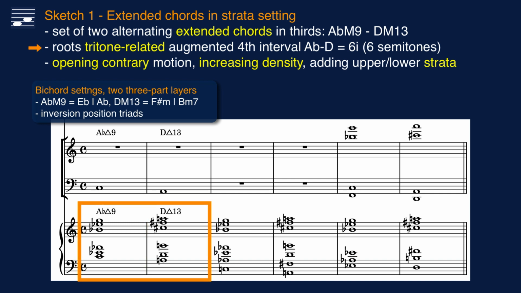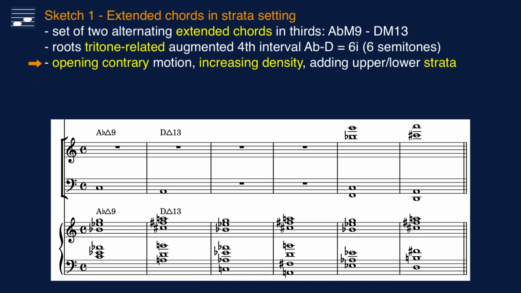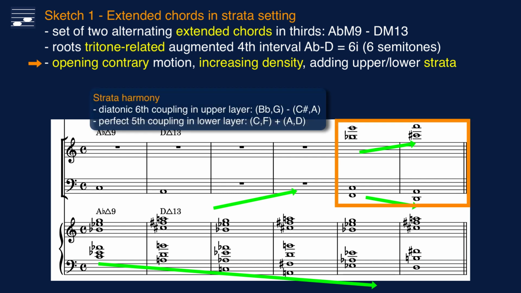I combined this with the tritone related D major 13, also voiced as bichord, F sharp minor over incomplete B minor 7 chord, and wrote this pair of alternating chords in thirds as a progression with increasing part density in opening contrary motion. Near the end you see the introduction of a lower and upper layer in strata harmony. The upper layer has 2 parallel parts through diatonic 6th couplings, the bass part has a perfect 5th coupling.